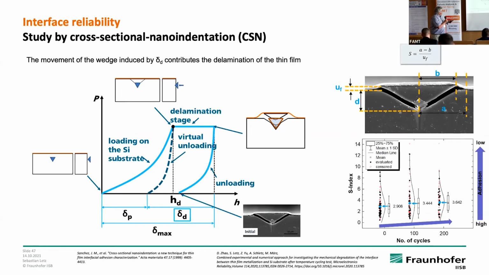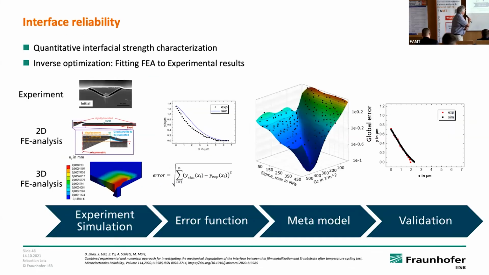That's how the literature does it. With the opening of this delamination, you can attribute this as a relative comparison of adhesion. But our way is to do it again with a reverse simulation. And I won't go into the details of this method in the scope of the time.